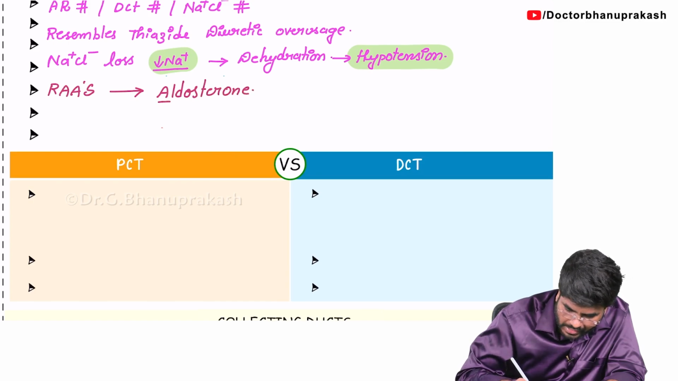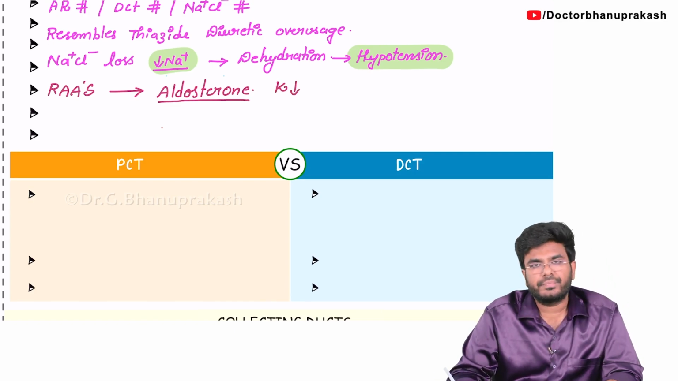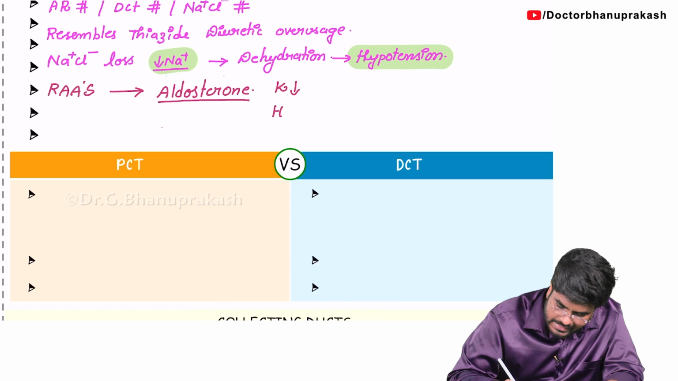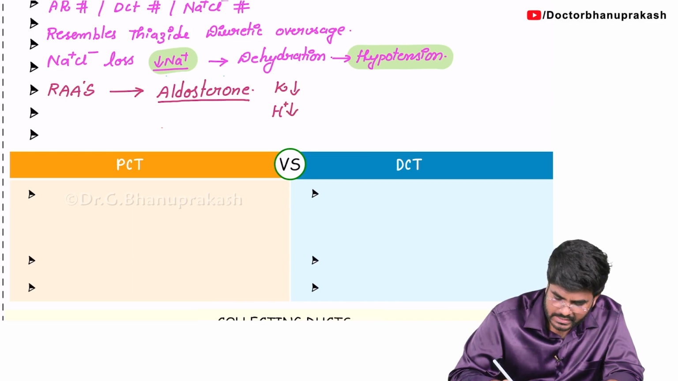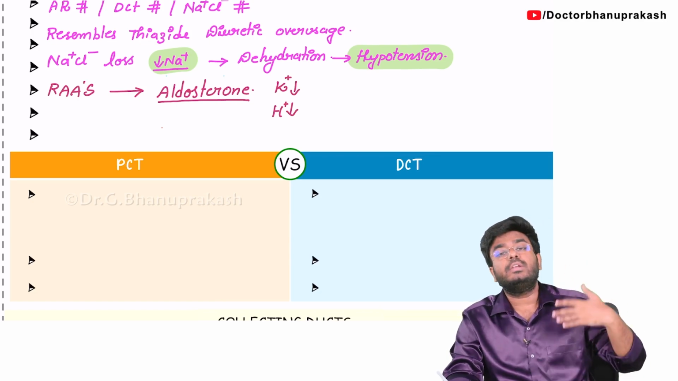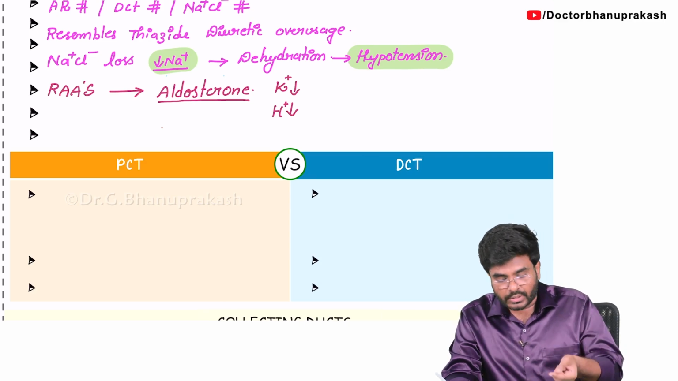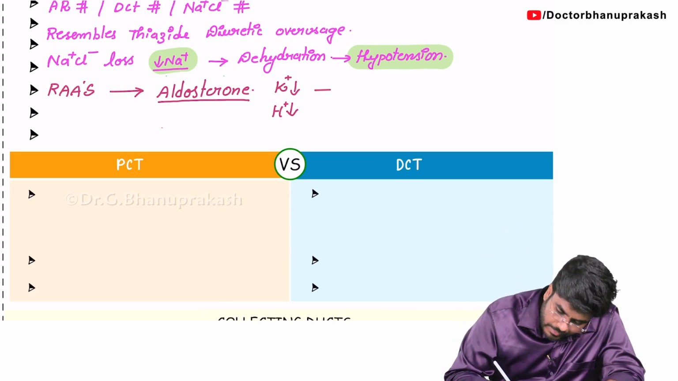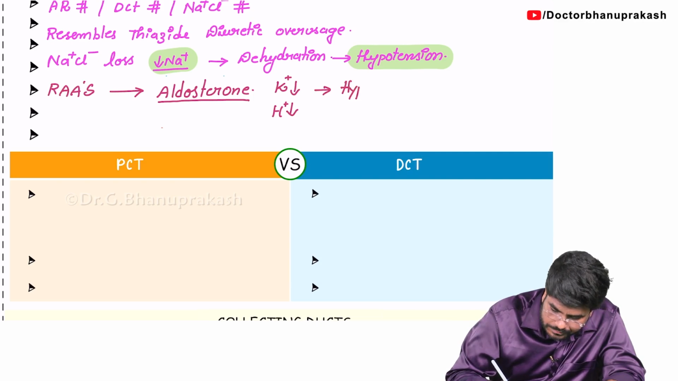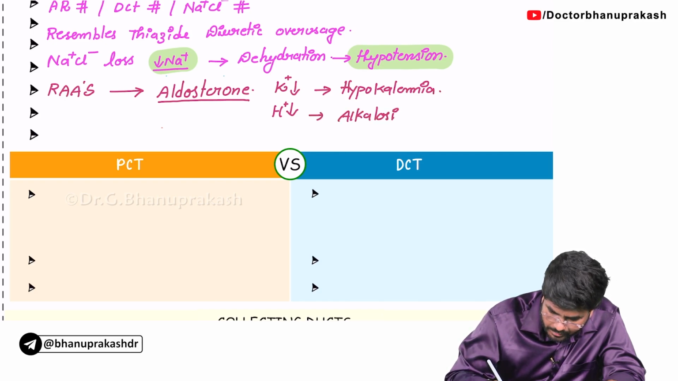Now have I already taught you aldosterone? What will it try to do? Aldosterone decreases your potassium. Aldosterone decreases your acid. Aldosterone decreases the H plus and decreases the potassium, while trying to increase the BP and increase the sodium. But anyway, because of this aldosterone, what will happen to the potassium and acid? There will be hypokalemia, and there will be metabolic alkalosis.